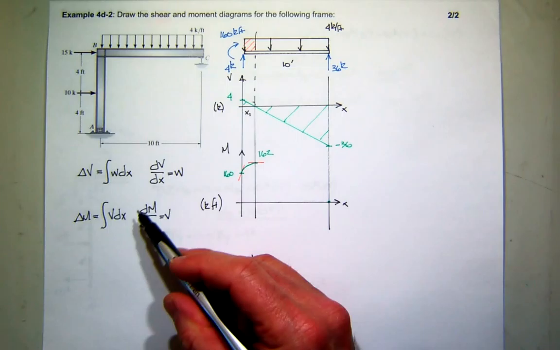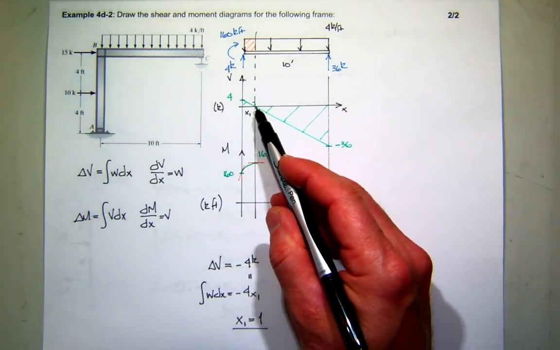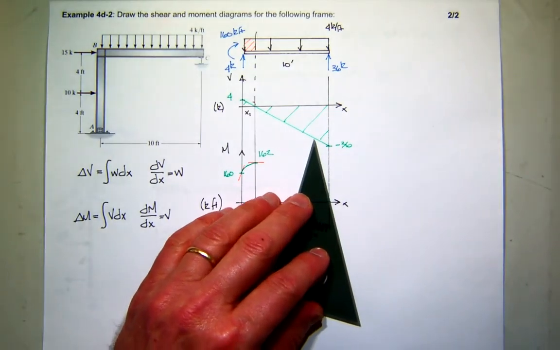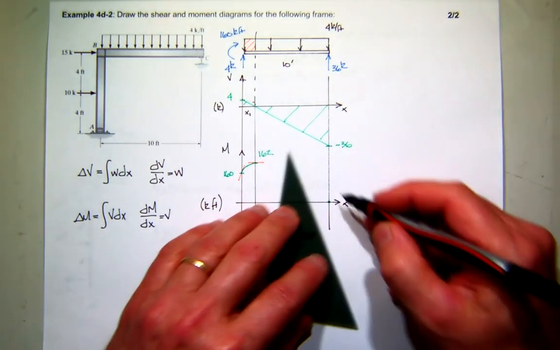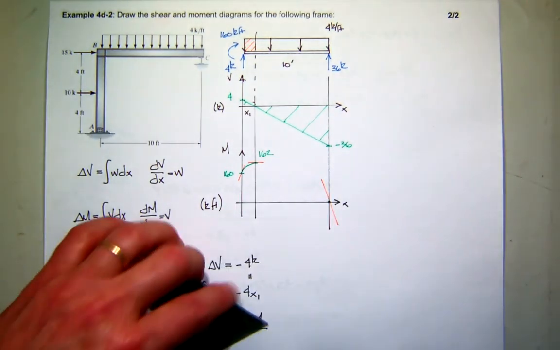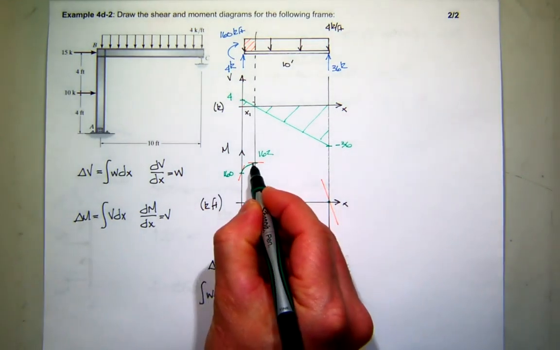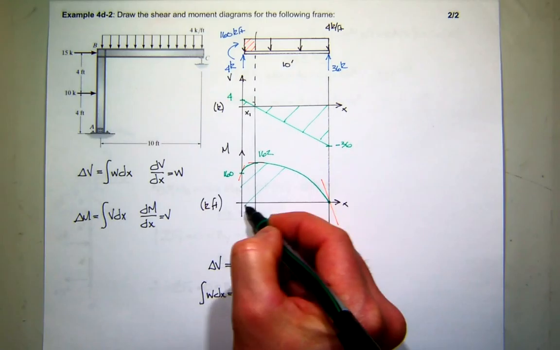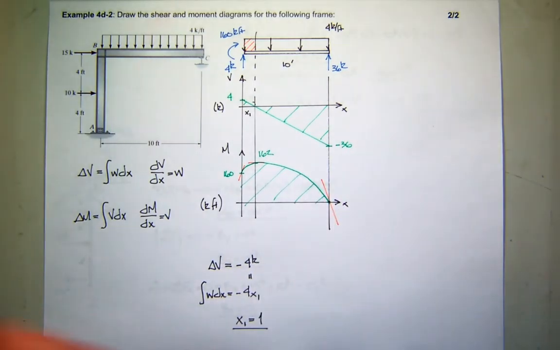And the slope of the curve is given by the shear, which starts off at 0 and increases linearly to a big negative value. So if you fill that in, you might get something like that. So there's the moment diagram. So what's the maximum moment in this beam? 162, and it occurs where? 1 foot from B. That's not so bad.